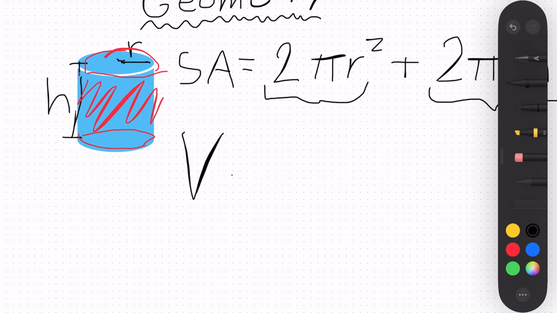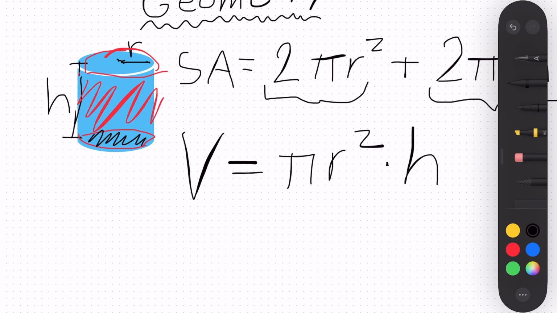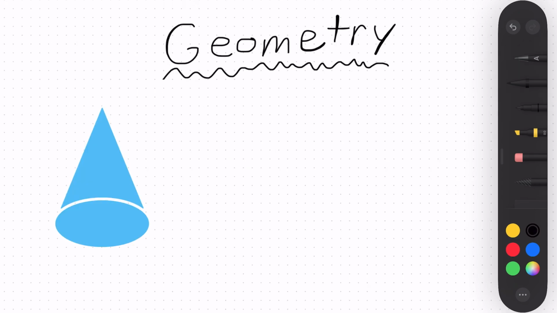To get our volume, all we must do is pi r squared, which we know is the area for the base, and multiply this by our height in order to get the filled in volume. To calculate the surface area and volume in a cone, these are the following formulas. Let's start with the surface area.